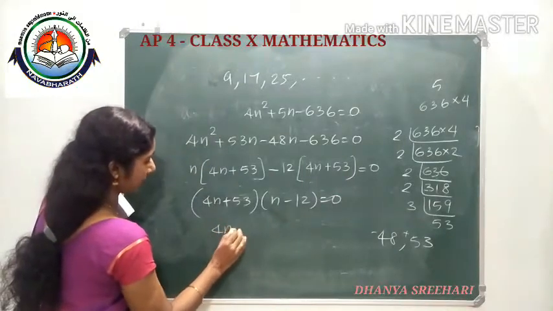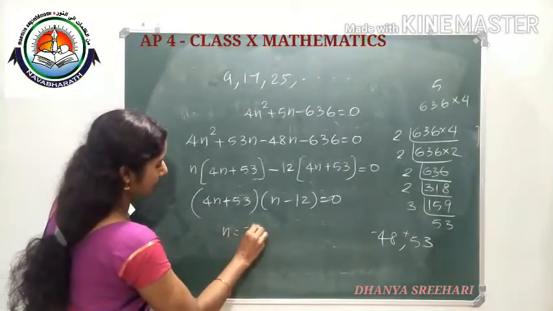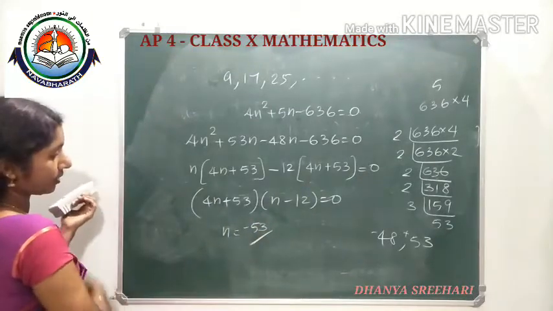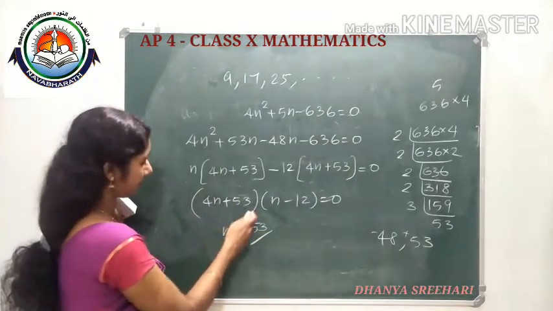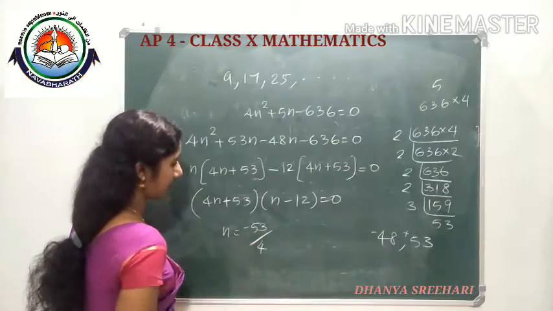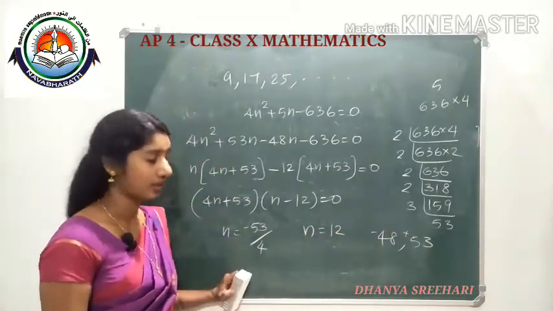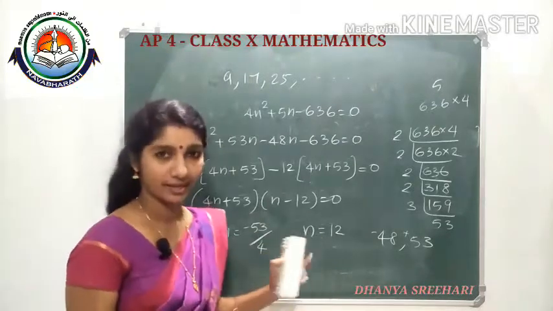4n plus 53 equal to 0 implies 4n equal to minus 53. So n equal to minus 53 by 4. And n minus 12 equal to 0 implies n equal to 12. We got two values for n.